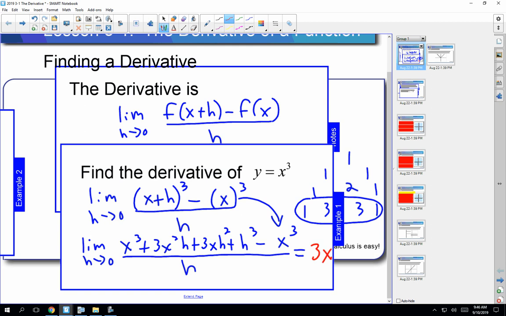So what I'm writing in red is the derivative of y equals x cubed. Interesting. What do you notice about that derivative, the relationship to the original function? It's 1 degree lower. Anything else you notice? The leading coefficient is the power of the original function. Interesting. Let's do another example.